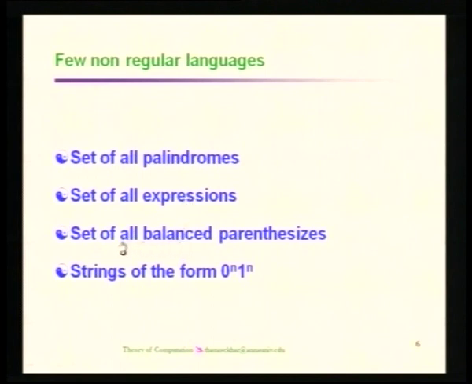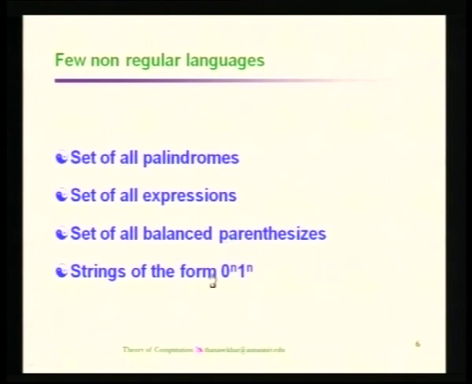Then a very simple one, the set of all balanced parentheses. For every opening bracket, followed by that there should be a closing bracket. It is not a closing bracket followed by an opening bracket. So, we can have an opening bracket followed by a closing bracket, even with any number of nestings. It looks like a very simple language, but certainly it is not possible to recognize this kind of language with the help of any regular expression or with the help of finite automata.